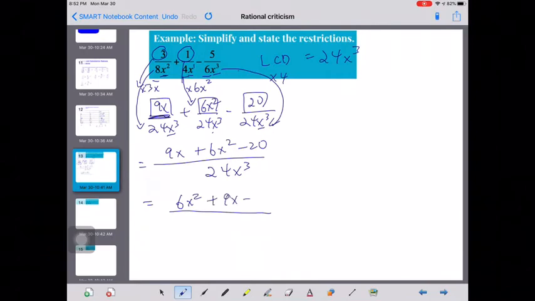And the last step is, let's put things in highest to lowest degree. And then you're done the question.